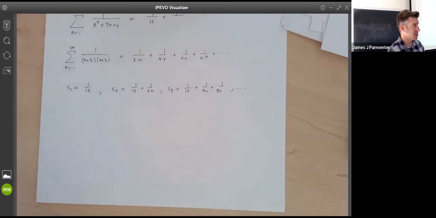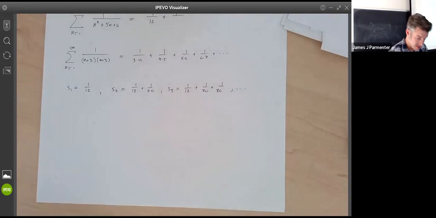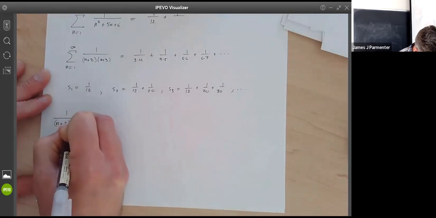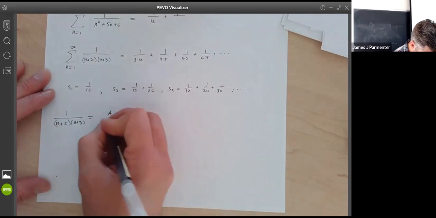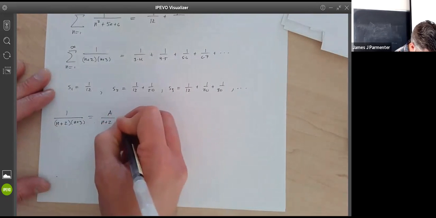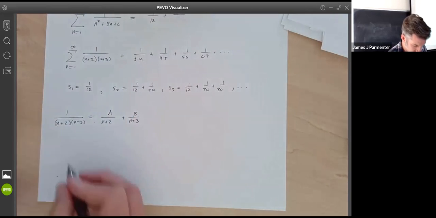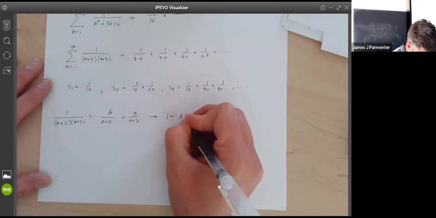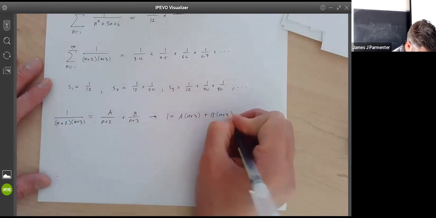We're going to do a partial fraction decomposition. Partial fractions coming back at you. So check this out. 1 over n plus 2 times n plus 3. We can rewrite that as A over n plus 2 plus B over n plus 3. And we can multiply both sides by the common denominator to get 1 equal to A times n plus 3 plus B times n plus 2.